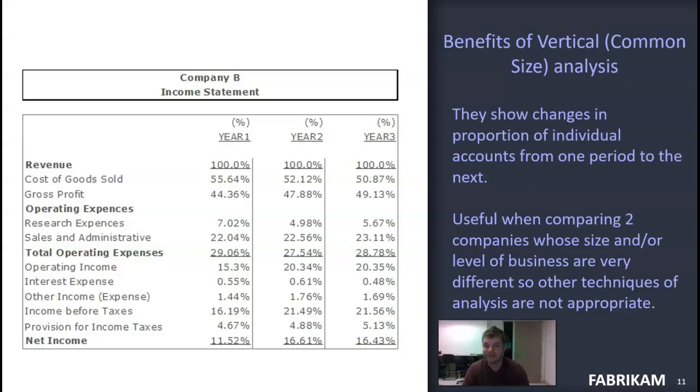Here's a company number B income statement, and this is what they call your vertical analysis, and they can just show you every year based on the revenue what each line makes up as a percentage of it. So 55.64% of revenue was used on cost of goods sold. Year 2 is 52. Year 3 is 50. I see a trend. Same with my gross profit. I kept 44%, then 48, now 49.